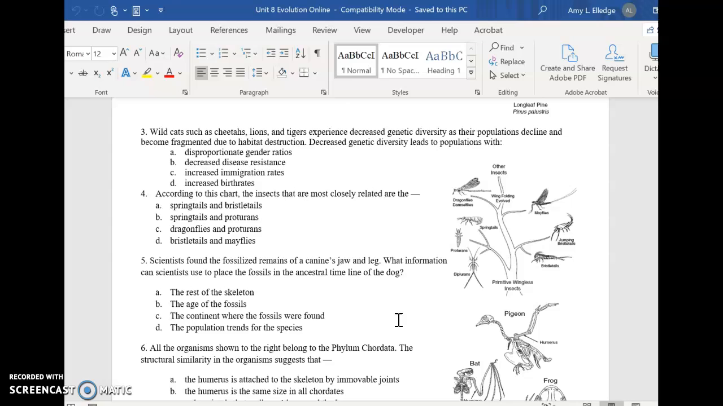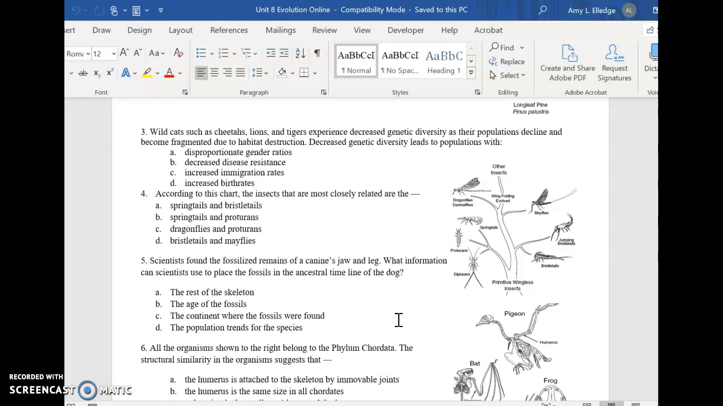5. Scientists found the fossilized remains of a canine's jaw and leg. What information can scientists use to place the fossils in the ancestral line? The rest of the skeleton? Well, you may not even find the rest of the skeleton to begin with. You don't even necessarily need it. The age of the fossils.